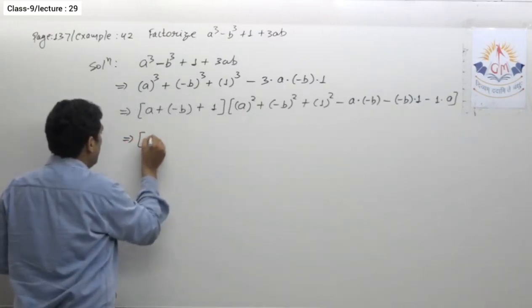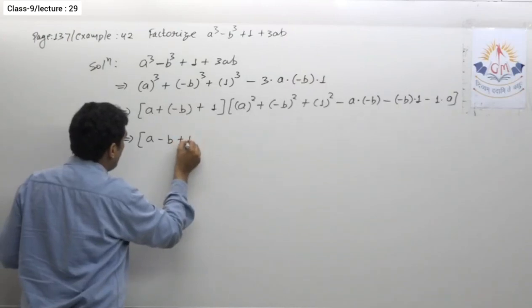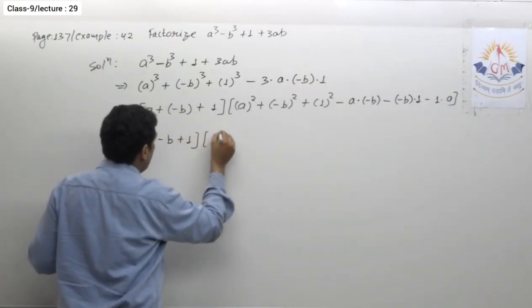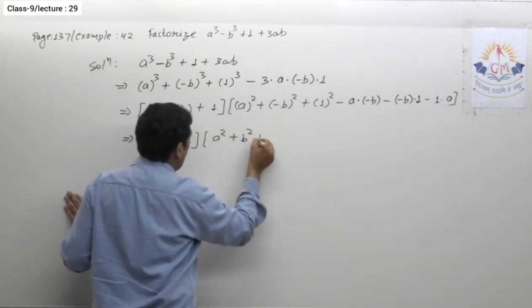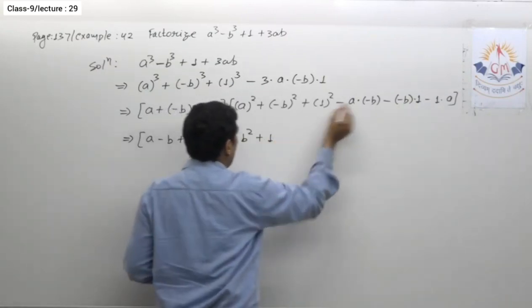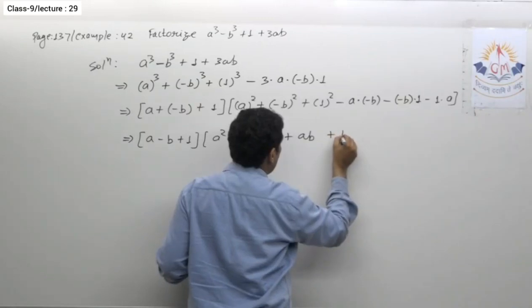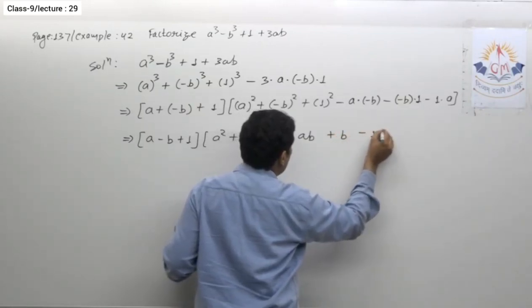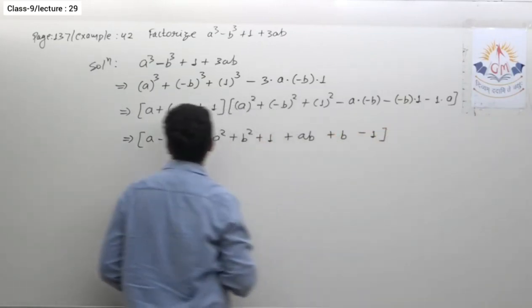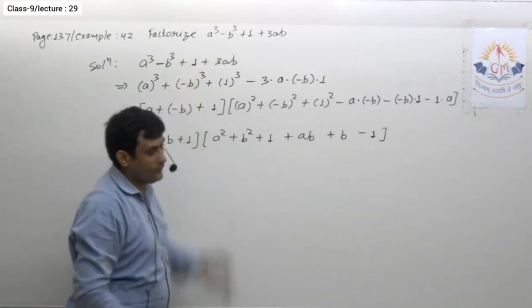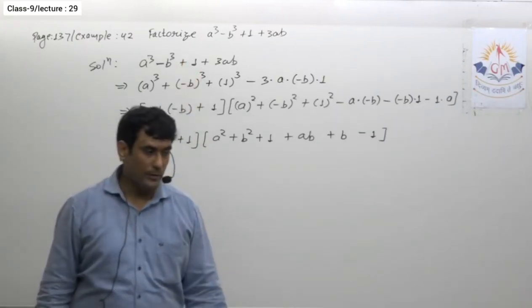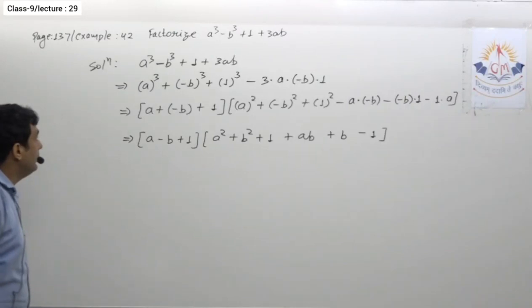So here I get a minus b plus 1. Over here a square plus b square plus 1. Now minus minus plus, so here I get ab. Again minus minus plus, so I get b minus 1 into a, that is minus a. So these are the factors of the given expression. So please note it down, then we will see the next question.